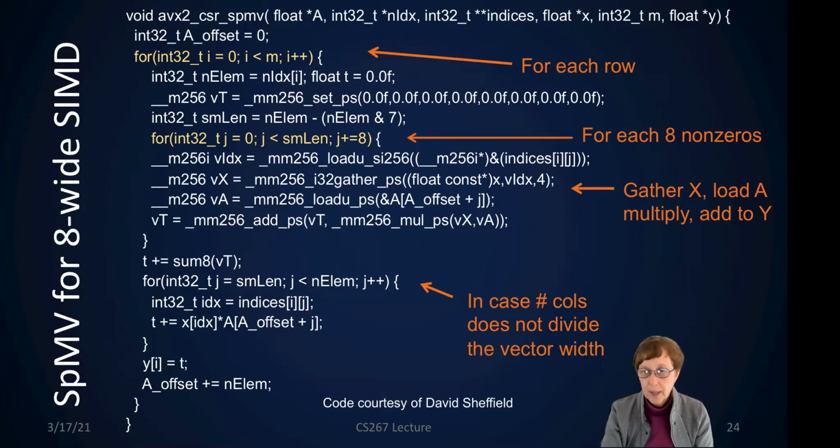And then there's a little bit of cleanup code because in each one of these, in case the number of columns doesn't divide by the vector width, then you have to make sure you do all the remaining ones at the end.